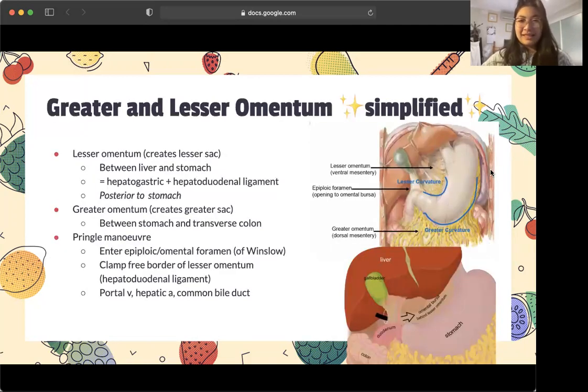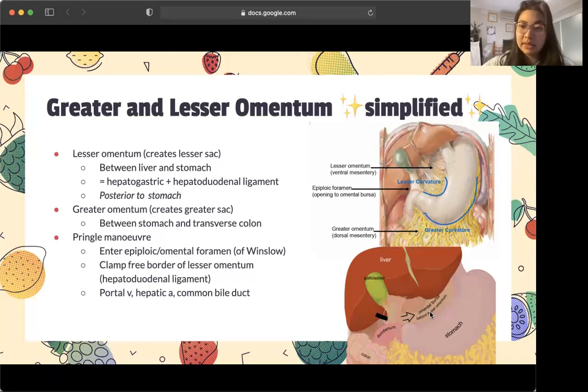So greater and lesser omentum still stumps me a little bit to this day, I think. So I have simplified it a little bit and hopefully this makes sense. So this has the kind of key stuff that you need to know. The lesser omentum is formed, as we said before, by the hepatogastric and hepatoduodenal ligament, and it forms the omental bursa or the lesser sac. This sac lies posterior to the stomach.